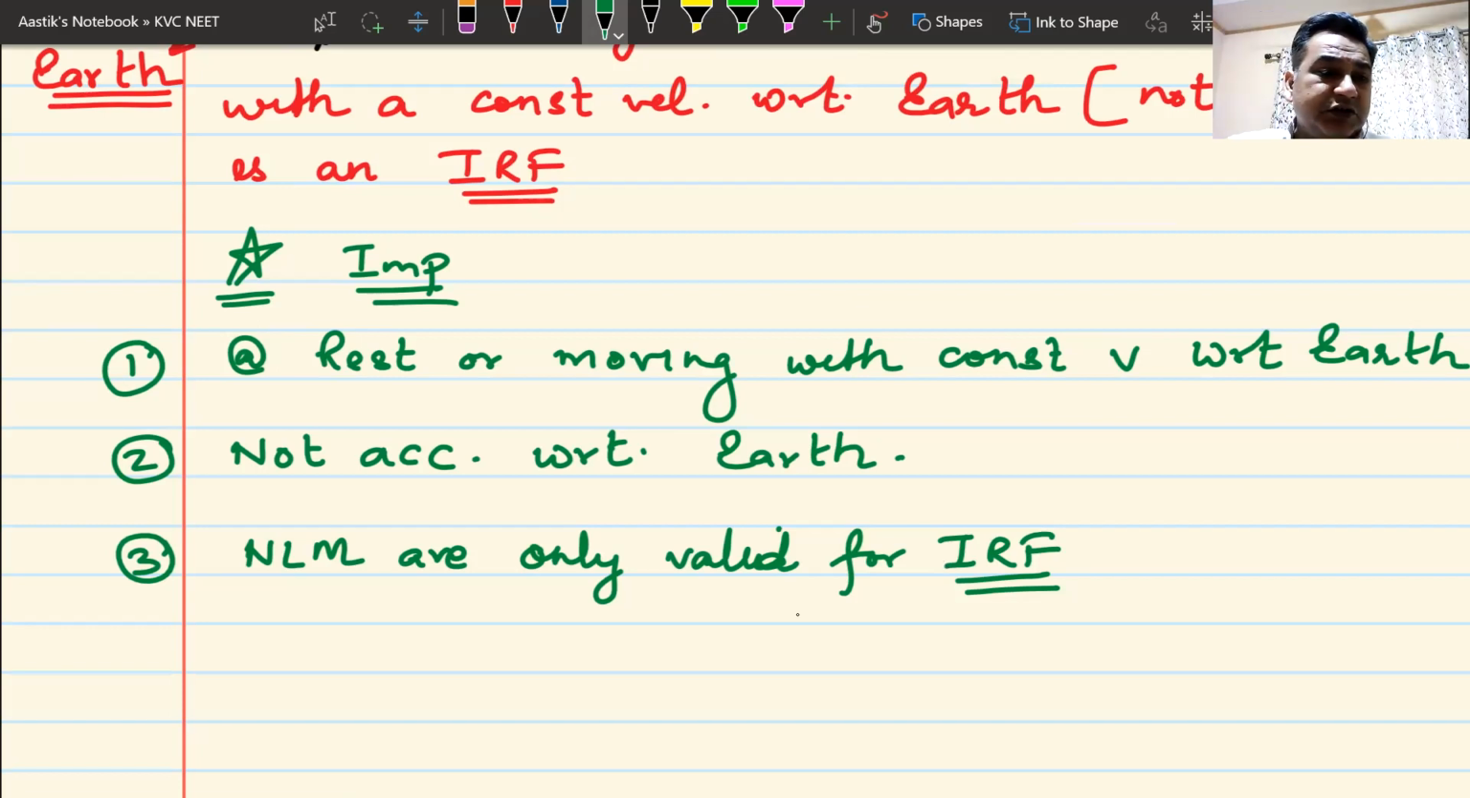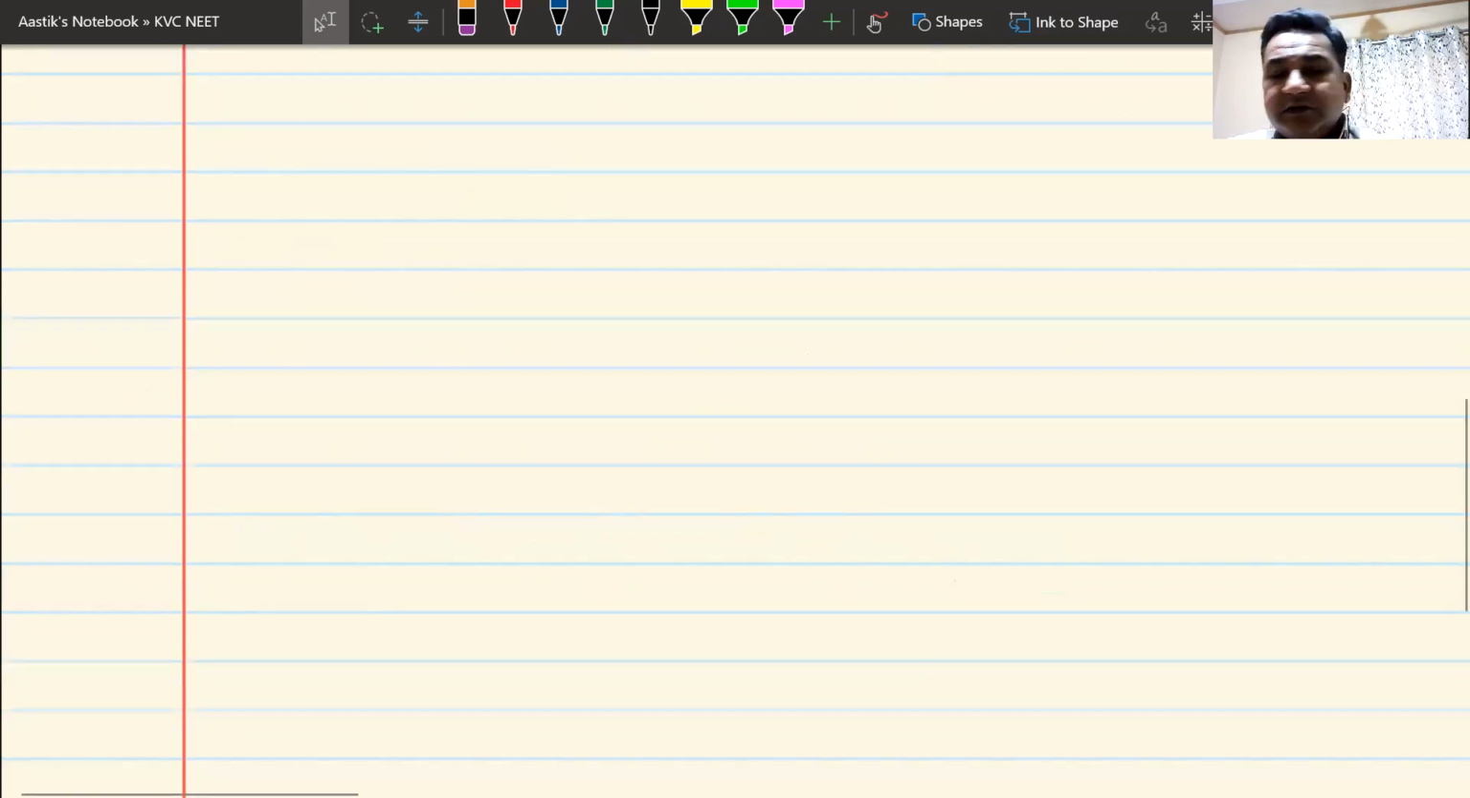These are your inertial reference frames. I think we have done this many times now. I think this is the third time that I'm doing this, if my memory serves me correct. Anyways, since it is after vacations, we must be able to come up to speed.